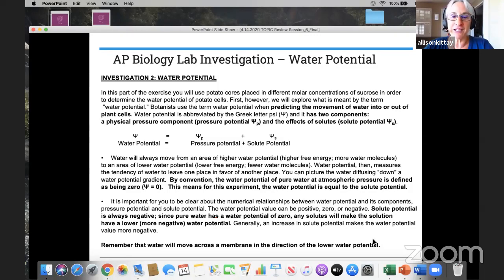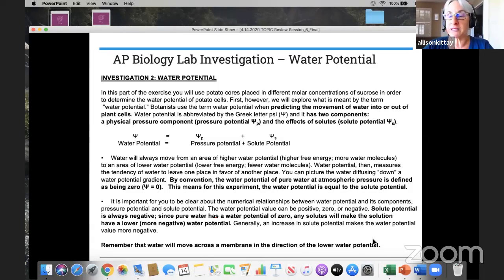So I often like to have my students do a regular brown potato and a sweet potato and really ask the question, is a sweet potato really sweeter than a regular potato? And you can figure that out by determining the concentration of sugar or sucrose within these potatoes. All right, so before we get rolling, let's just review water potential. Water potential is that term that botanists use when we want to predict the movement into or out of plant cells. Again, this is super important for plant cells because they can't move to find water.